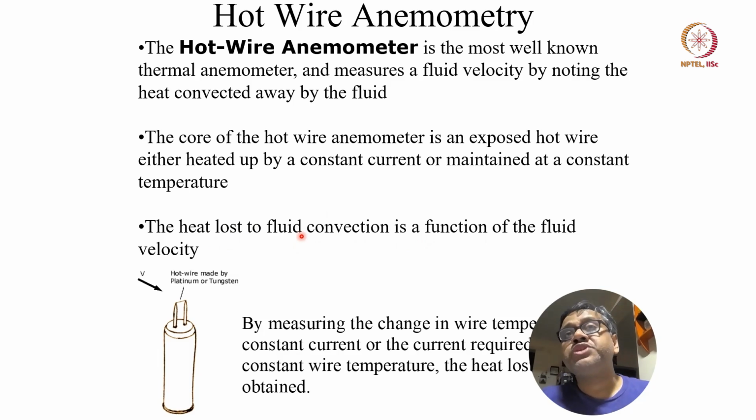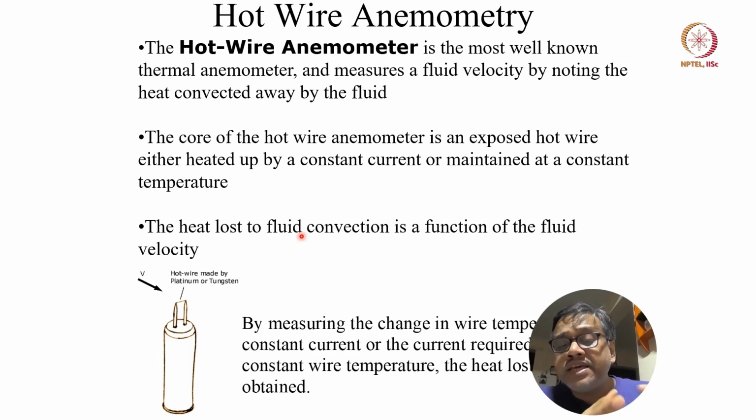This we know from convection heat transfer. The amount of heat that you lose is a function of your Reynolds number. Reynolds number is a function of your fluid velocity. As a result of that, the heat that is lost to fluid convection is a function of the fluid velocity. So if we can somehow calibrate this, then you can actually determine what is going to be the velocity of the flow field in which this hot wire anemometer is placed.